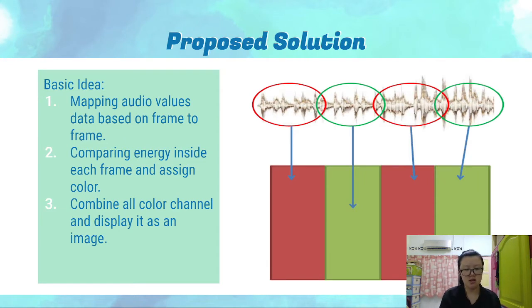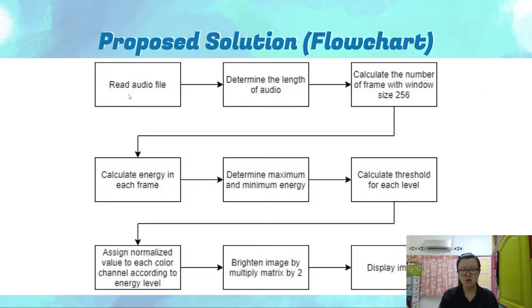The basic idea is to map the audio data values frame to frame. We need to calculate the energy inside each frame and compare the energy across frames. After we have calculated the energy, we can assign the color according to the energy level. After that, we need to combine all the color channels and display it as an image. This is the flowchart for my solution.